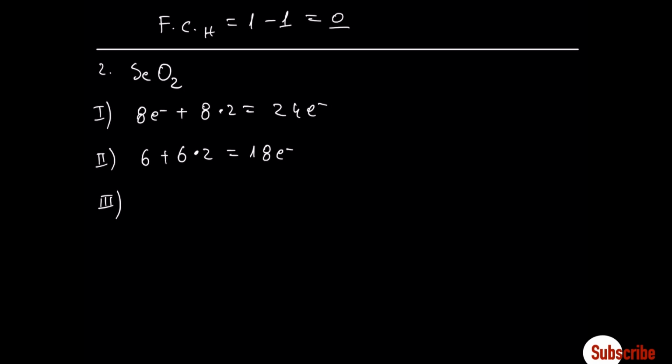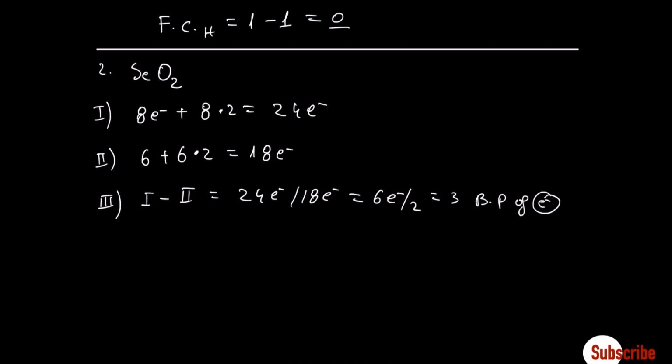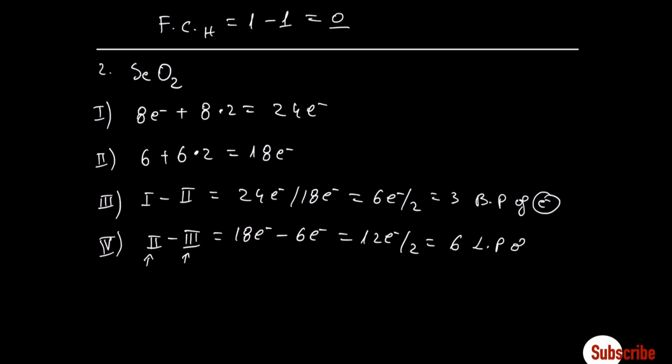Step 3, we find the number of bonding pairs, that is step 1 minus step 2, equal to 24 electrons minus 18 electrons, equal to 6 electrons. Divided by 2, we have 3 bonding pairs of electrons. Step 4, we have step 2 minus step 3, valence electrons minus shared ones. 18 electrons minus 6 electrons equal to 12 electrons. Divided by 2, we have 6 lone pairs of electrons.